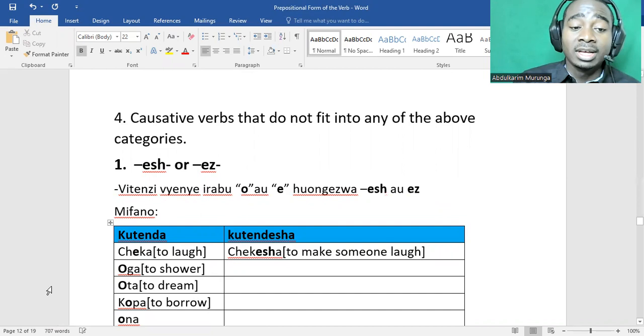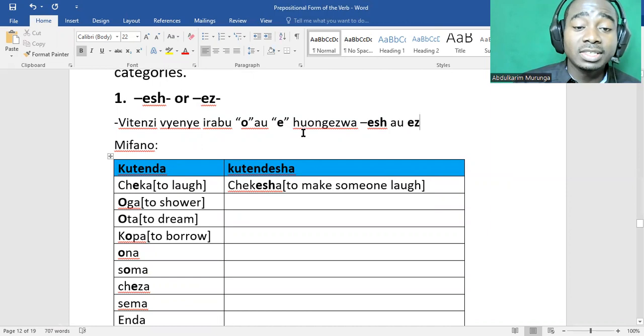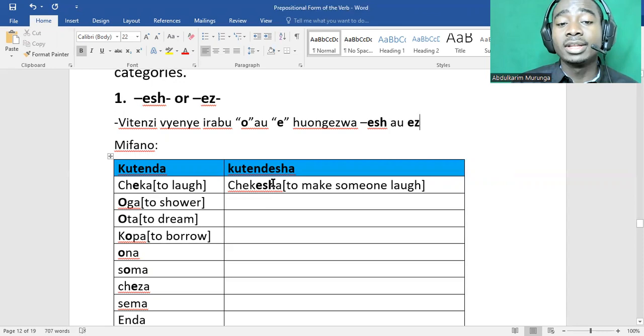The first example here is cheka. Cheka is to laugh. But when you want to say to make someone laugh, we see this is E or O, so it's here, E. The second last syllable has E. We add -esha. So we say chekesha. Chekesha is to make someone laugh.